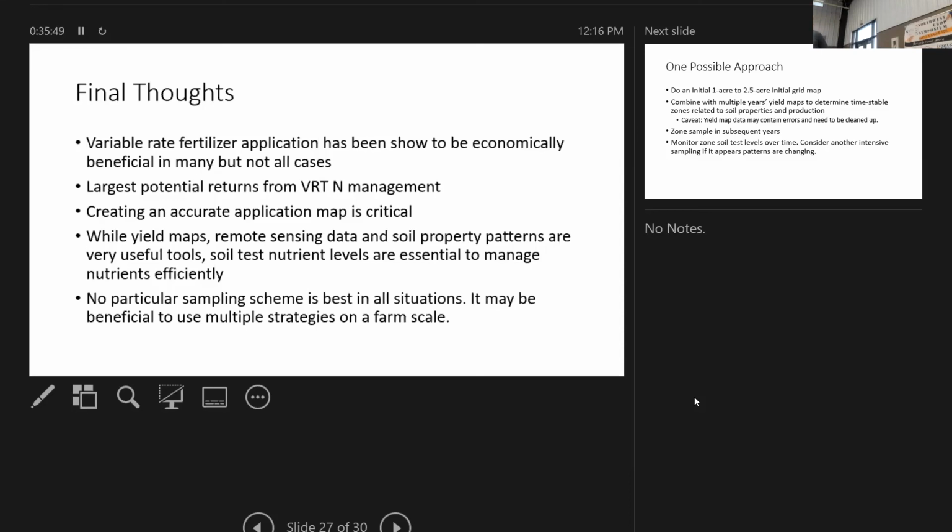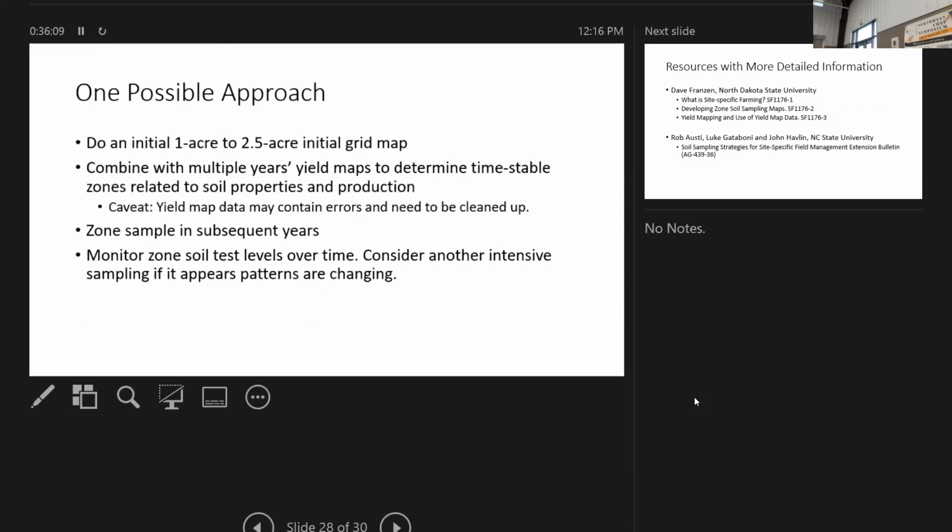Creating an accurate application map is critical. We've gone over this stuff already. So no particular sampling scheme is necessarily best in all situations, and maybe a combination is. Just a suggestion, and this comes from Dave Franzen: if you really think this is going to be something you want to do over a number of years, make that investment. Do a grid sample the first year and get those patterns established, and then use that and the other information to create your zones, and then do zone sampling in subsequent years.